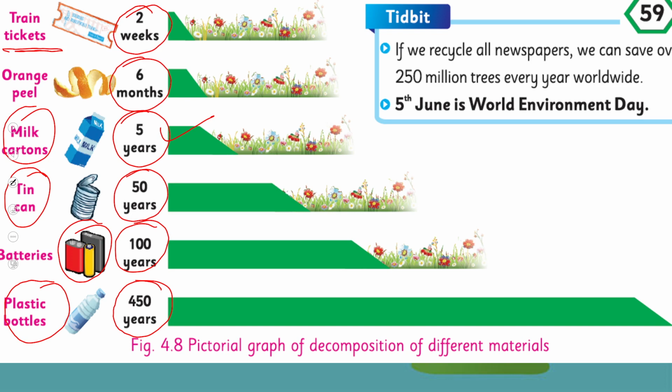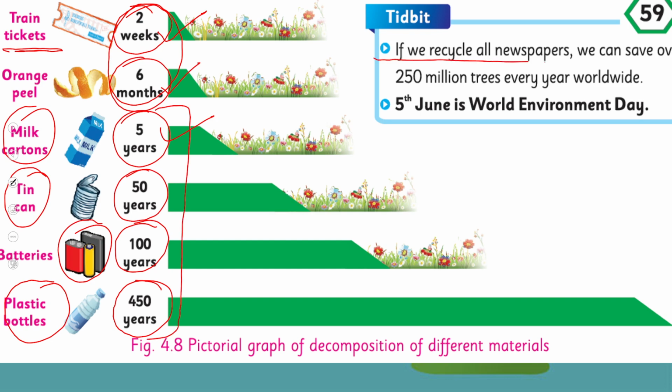So इनमें से कौन सी चीज जो है वो biodegradable है? That is train ticket because it is made up of paper, and orange peel of the fruit. माल्टे का जो छिलका है ये 2 हफ्ते से 6 महीने में जो है डिग्रेड हो जाएगा. ये तमाम जो है these are biodegradable materials.